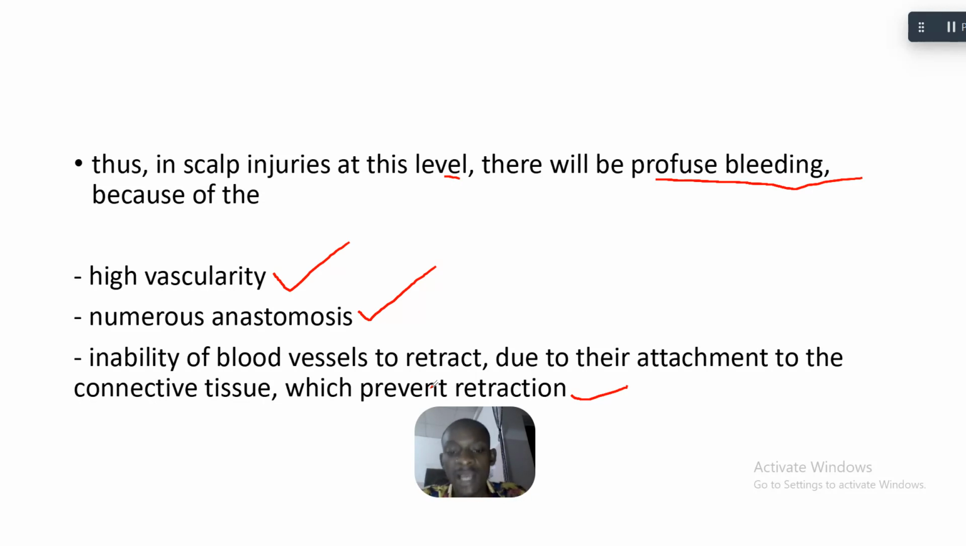They can't retract, and you know that our blood clotting mostly results from all this retraction and stuff. You understand? So once the blood vessels cannot retract, trust me, the bleeding will continue and it will be profuse. So this is another scalp injury, but this one is not really in depth like that. Do you understand? It's not really in depth.